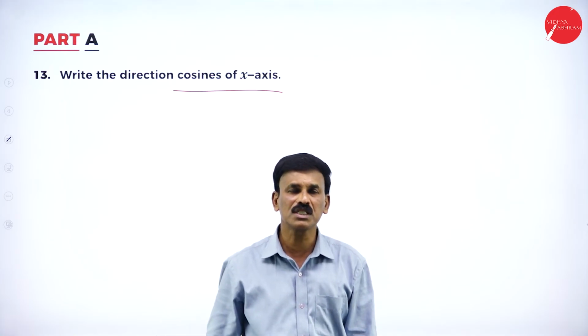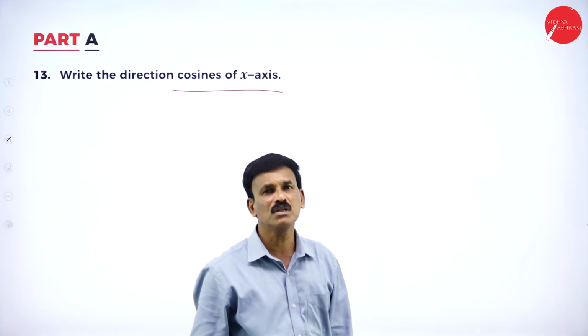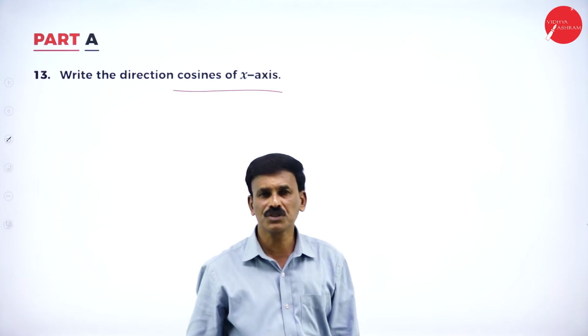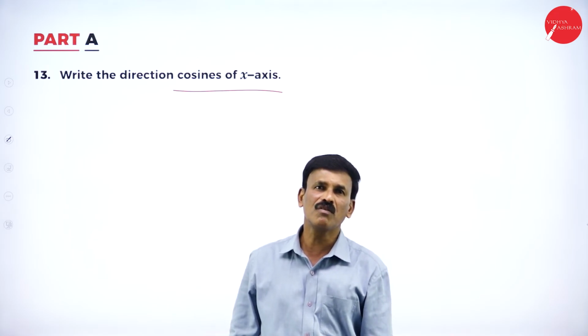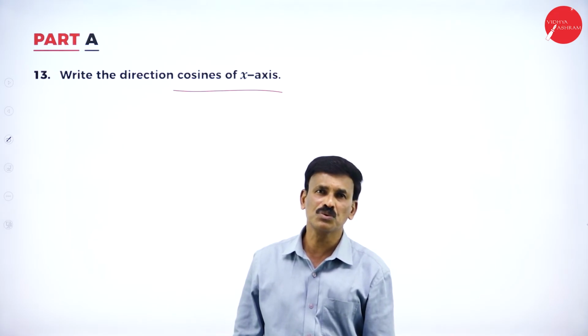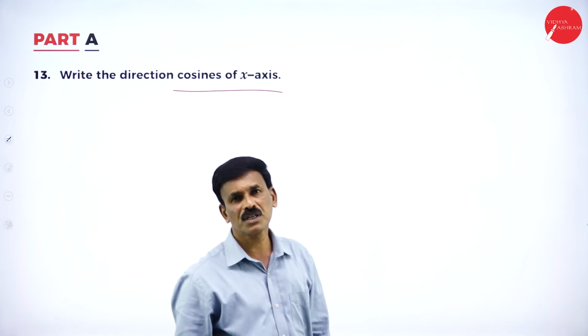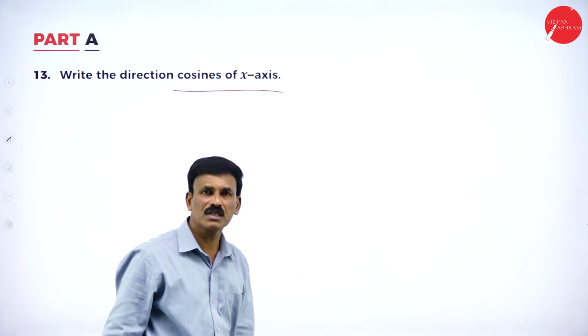Then the direction cosines are cos alpha, cos beta and cos gamma, that is cos 0, cos 90 and cos 90. Thus we are going to get the direction cosines as 1, 0, 0, because cos 0 is 1, cos 90 is 0, cos 90 is 0. Therefore, the direction cosines of x-axis are 1, 0, 0.